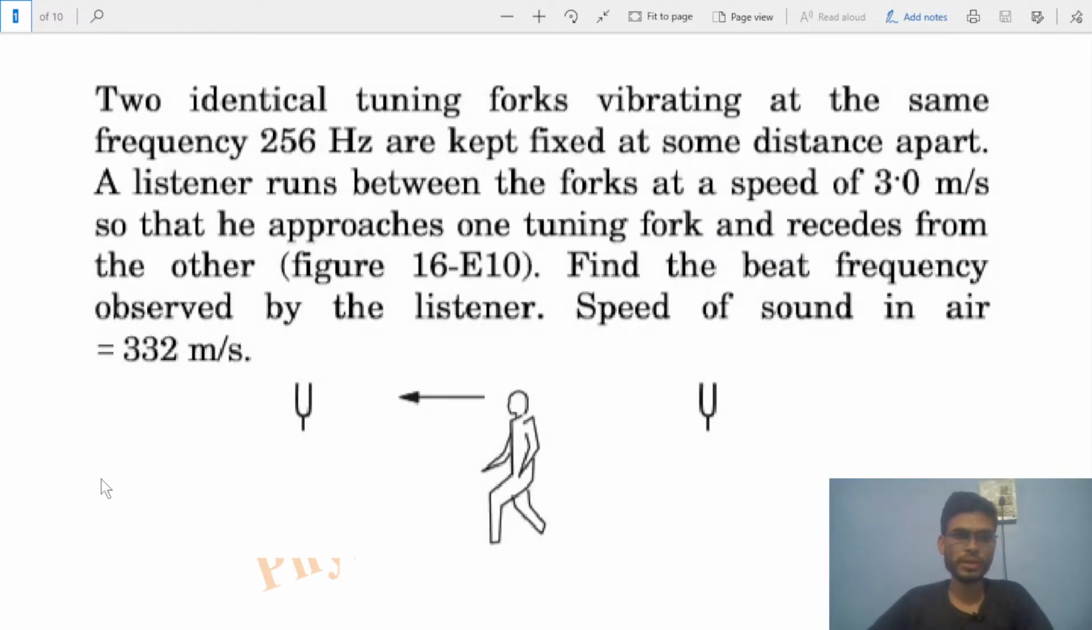So it says two identical tuning forks vibrating at the same frequency 256 Hz are kept fixed at some distance apart. A listener runs between the forks at a speed of 3 meter per second so that he approaches one tuning fork and recedes from the other. Find the beat frequency observed by the listener. Speed of sound in air is 332 meter per second.